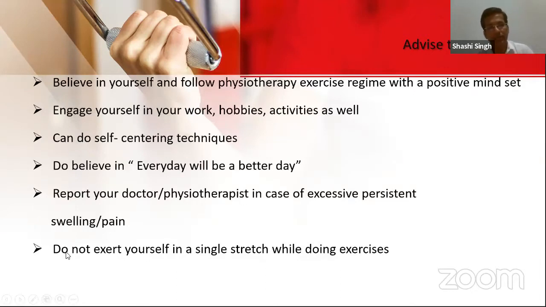And the last thing, do not exert yourself in a single stretch while doing exercise. It means don't go for 2 hours of exercise continuously. No, you should do like 15 to 30 minutes, a few sets, 3 to 4 sets, in a good way. If you don't have time, at least do 2 sets, 2 times, morning and evening, but not like 30, 45 minutes. That's good enough.